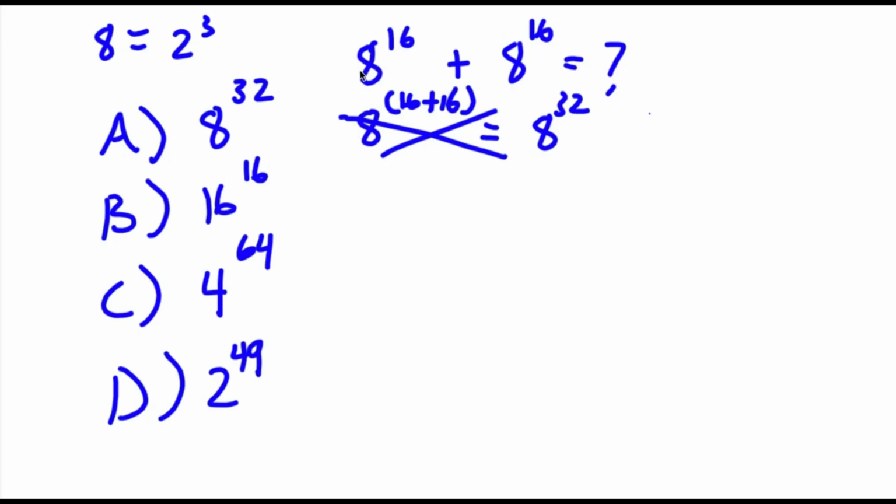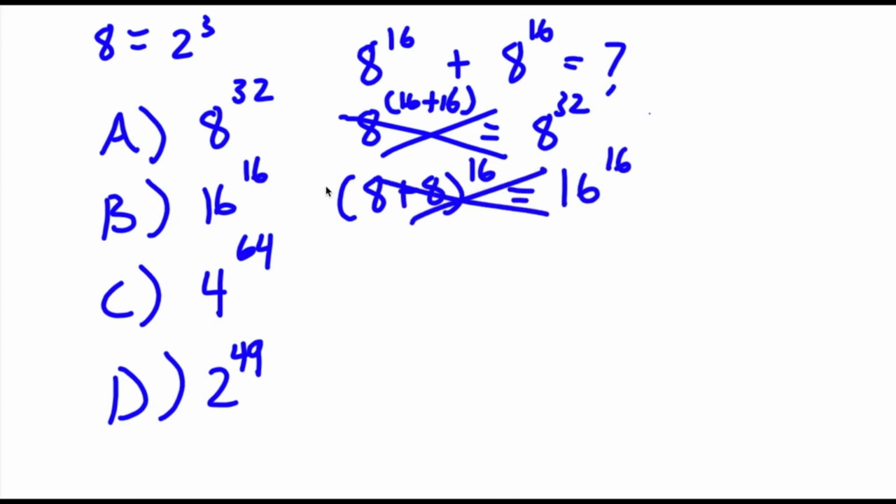Now, for B, what they did was they kept the exponent the same and they added the bases. So they did 8 plus 8 to the power of 16, which is equal to 16 to the power of 16. And this method is wrong as well. You can't add exponents like that. So it's not B, it's not A. Now, for C, it seems that I actually don't know how they got this. But C is not the right way either.